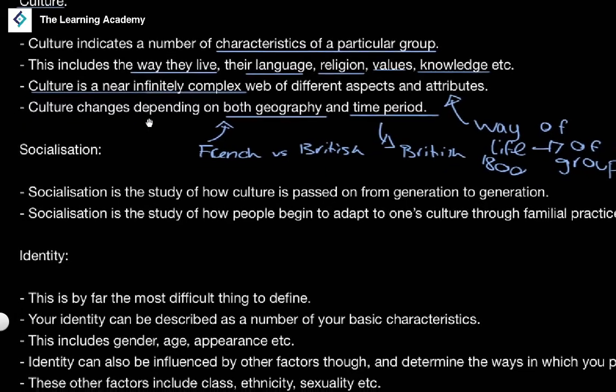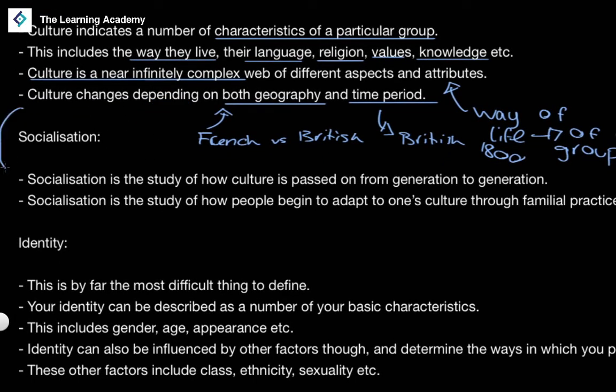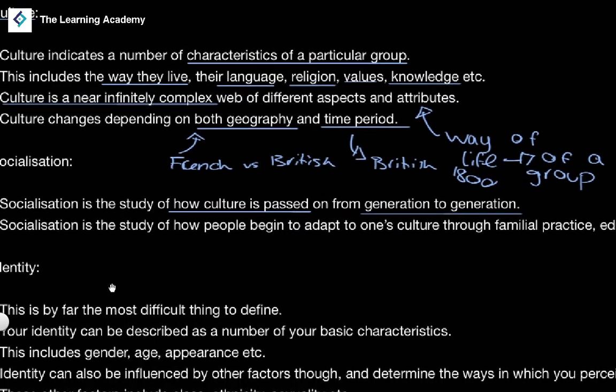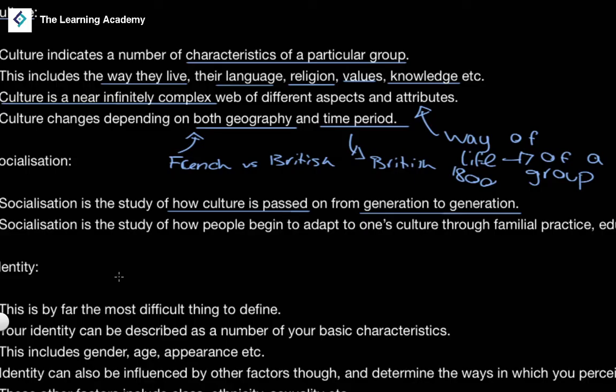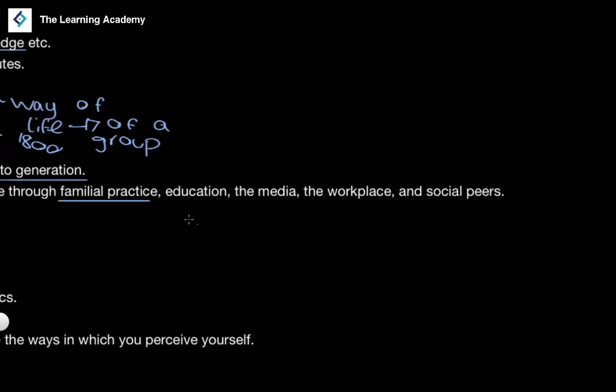Socialization is the second aspect, and this is a bit of an extension of the study of culture. Socialization tells us how to study how a culture is passed on from generation to generation. So it's a study of how people begin to adapt their culture through a number of means. This can be familial practice, education, the particular media where they are, their workplace, their social peers. It can also include their religion, and various celebrities.